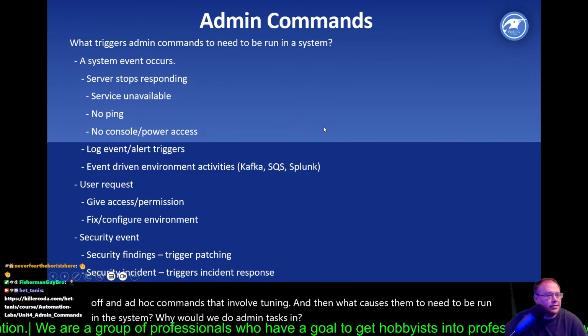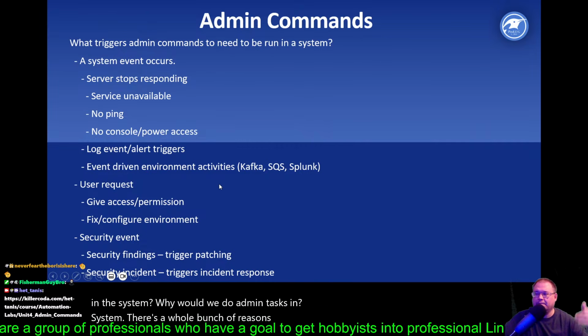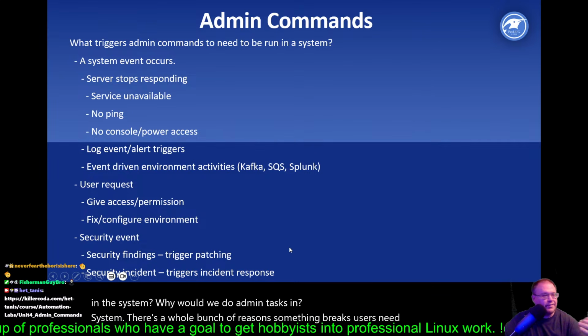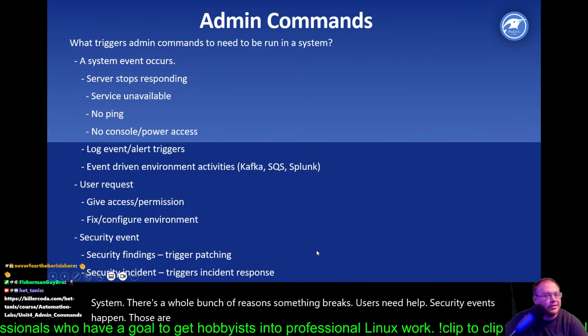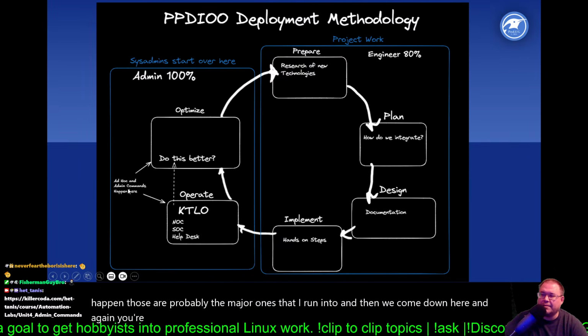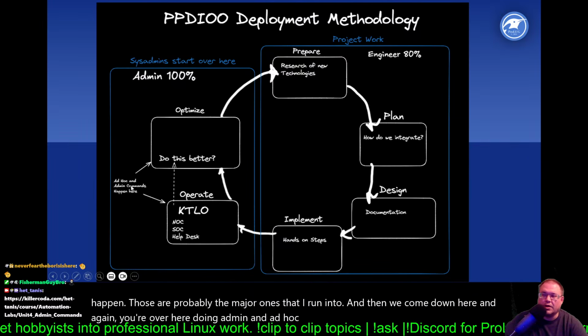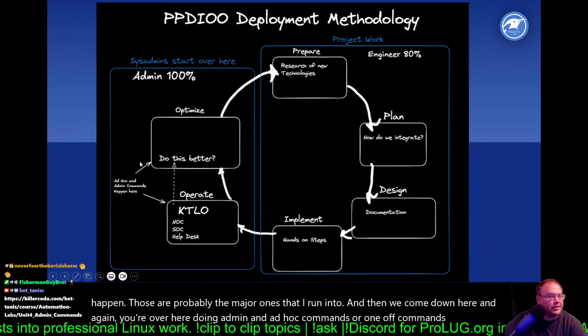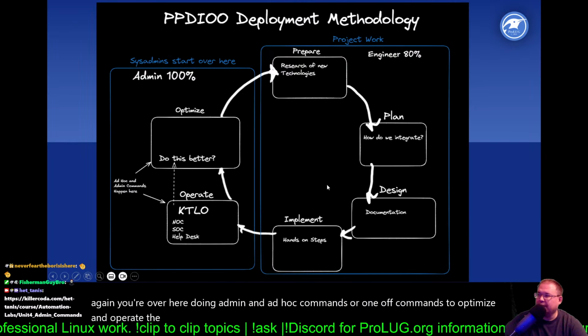There's a whole bunch of reasons. Something breaks, users need help, security events happen. Those are probably the major ones that I run into. And then we come down here, and again, you're doing admin and ad hoc or one-off commands to optimize and operate the system and to keep this thing going.